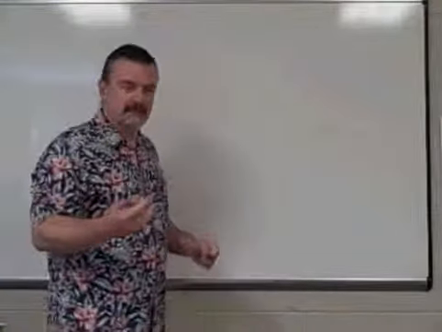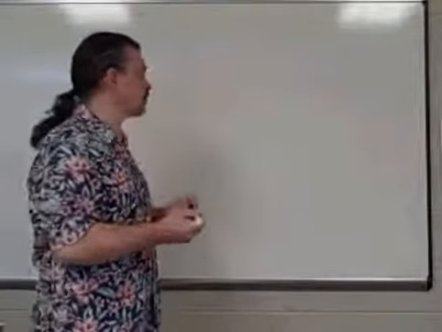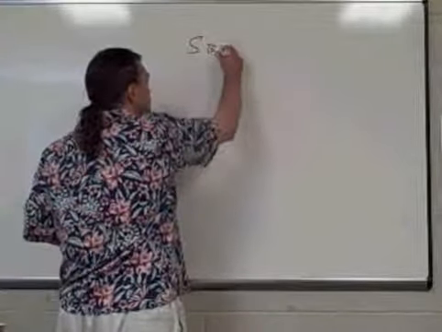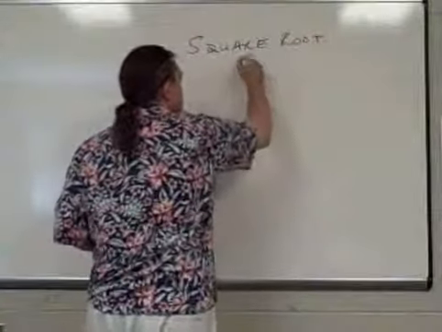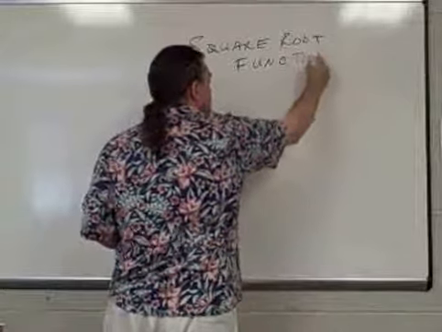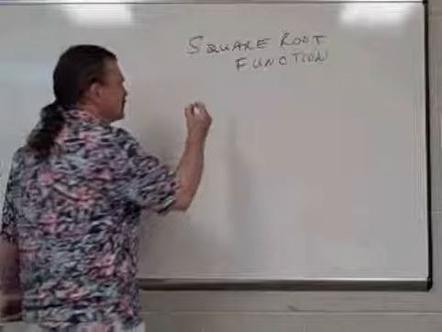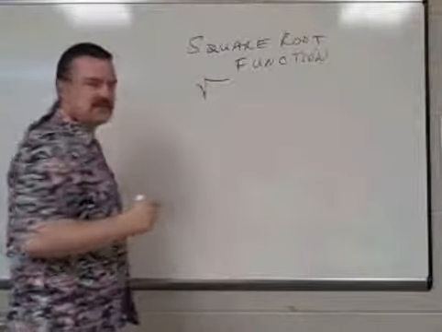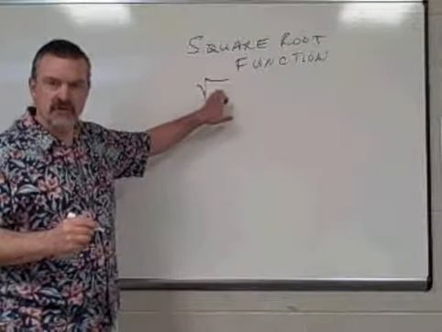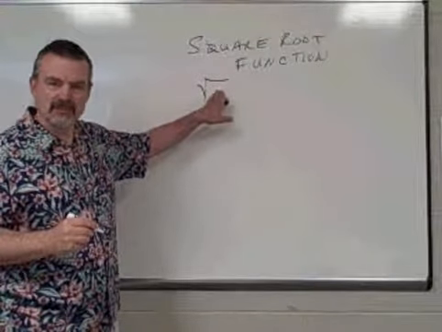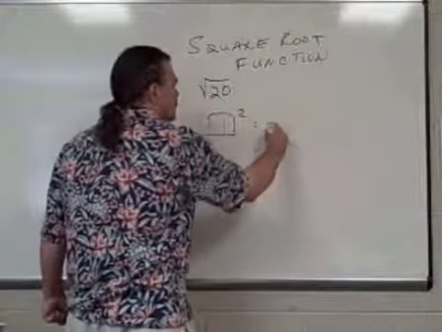Let's look at that function. The function that enables us to answer that question is called the square root function. On your calculator, you should see a key that has a symbol that looks like this. This function, called the square root function, enables us to answer this question.